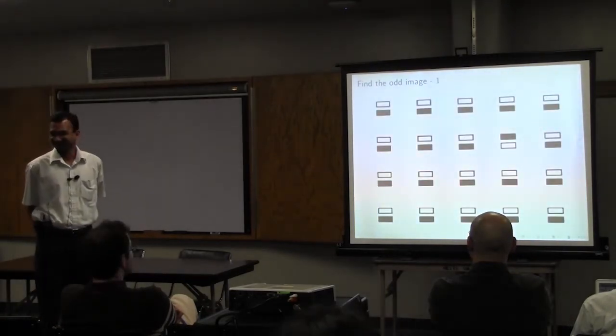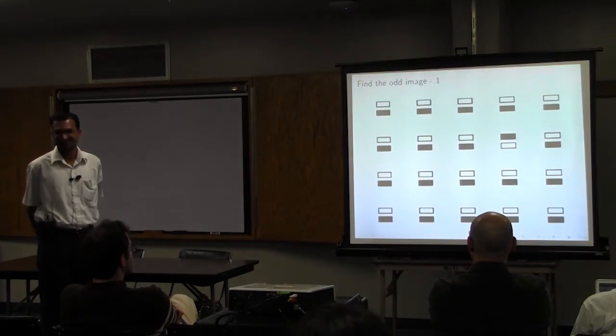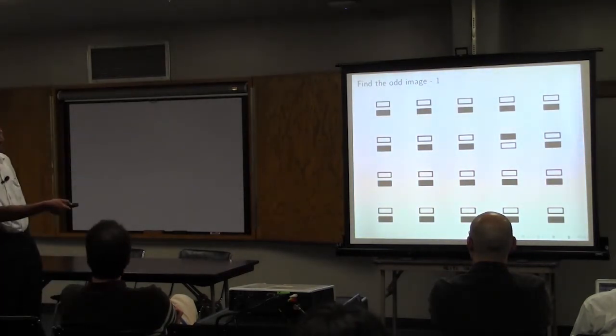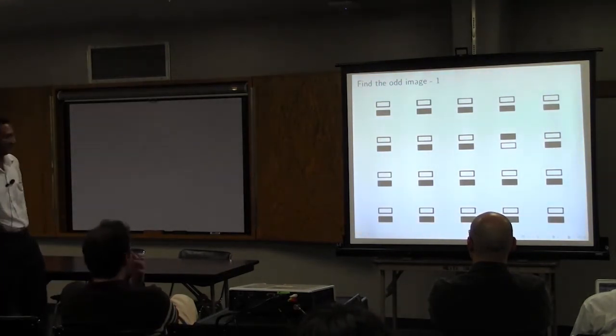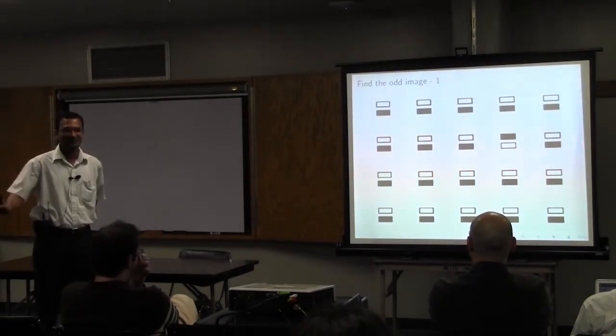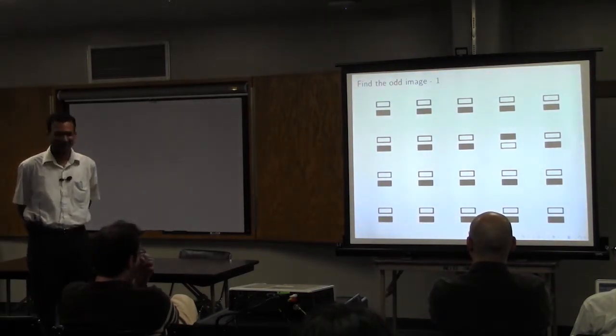Where's the odd one? Yes, so where is the odd one? It's in the second row and fourth column. Okay, so he took some time, but he was able to figure it out nevertheless.